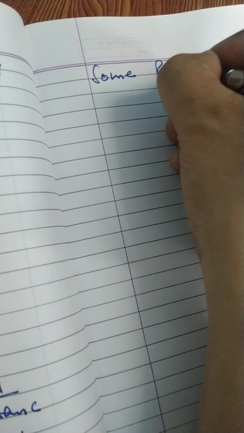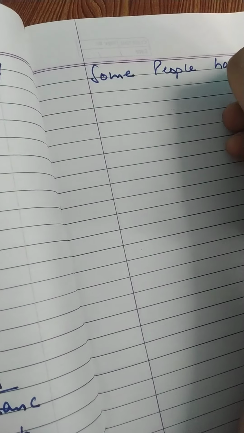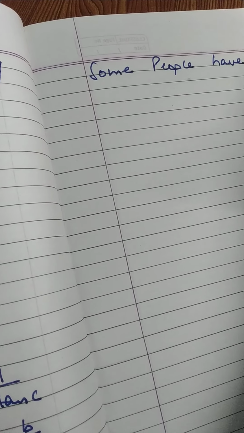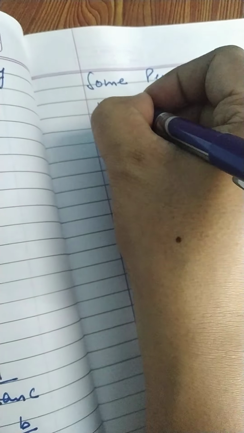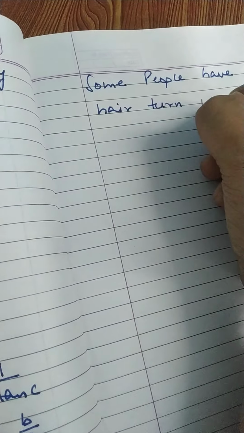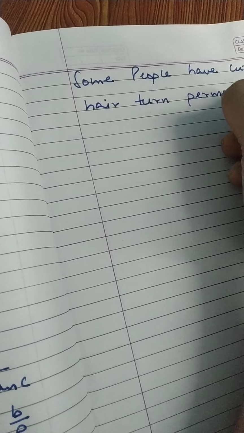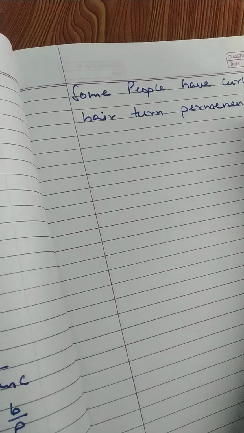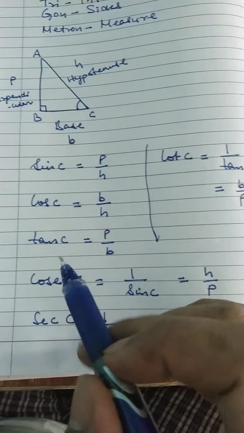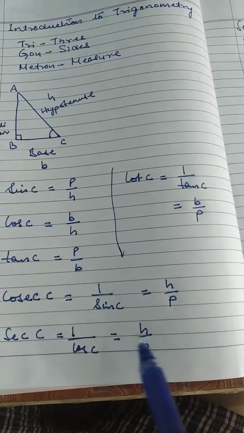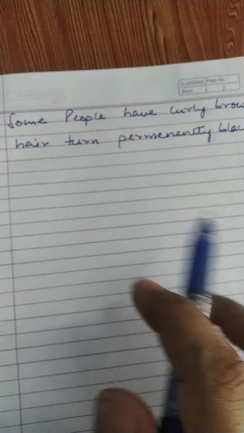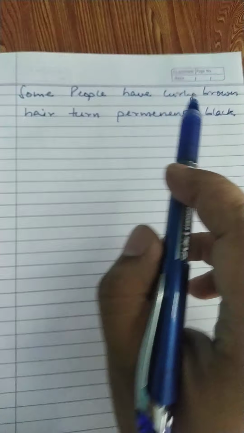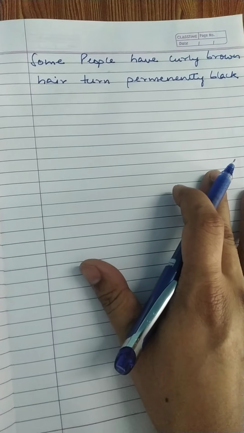Some people have curly brown hair turned permanently black. So in order to learn these formulas, we have to learn only one sentence. This is, some people have curly brown hair turned permanently black.